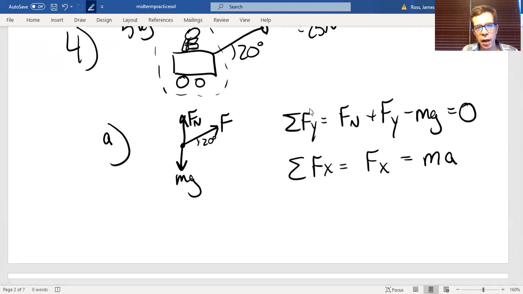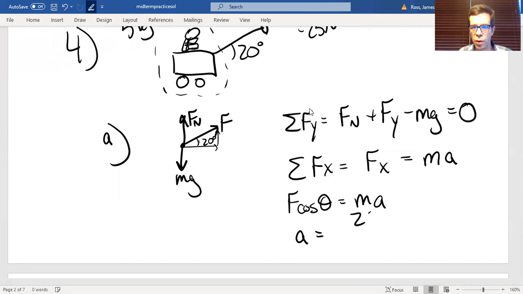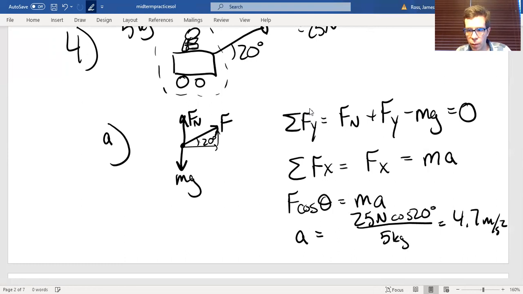All right, so if we look at the x component here, it is the adjacent side, so it's going to be the cosine. So we have F cosine theta is equal to ma. a is equal to 25 newtons cosine 20 divided by 5 kilograms. All right, so 25 times cosine 20 divided by 5 is 4.7 meters per second squared.